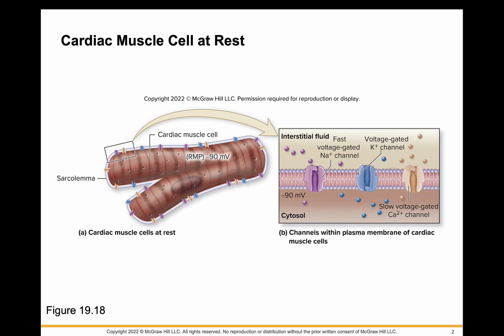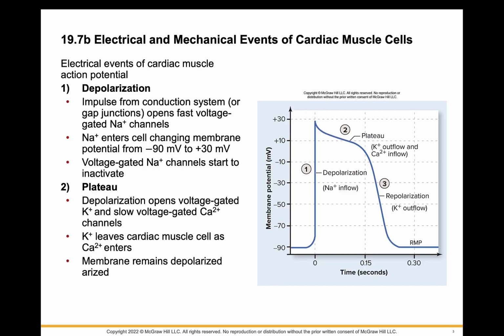Now, note, depolarization is similar to what we saw in our frame of reference, which was a neuron. So here we're basically looking at the rapid inflow of sodium through these fast voltage-gated sodium channels, and this is resulting in a very major rapid depolarization, going from negative 90 to about plus 30 millivolts. So this is a very significant change in membrane potential.